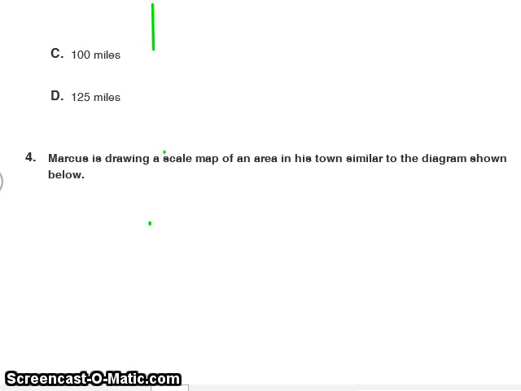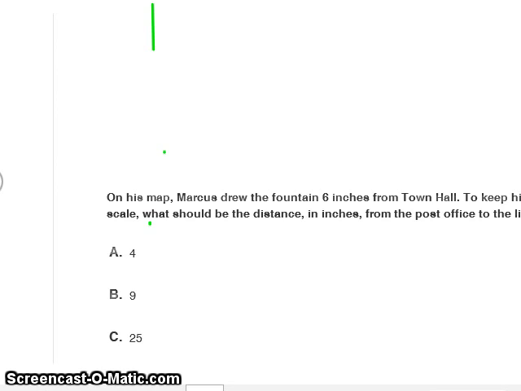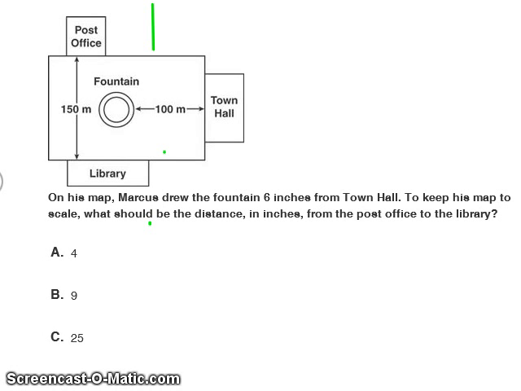Marcus is drawing a scale map of an area in his town similar to the diagram shown below. On his map, Marcus drew the fountain 6 inches. So he's saying on his drawing he drew this 6 inches away from that town hall. The fountain is 6 inches away from town hall. To keep his map to scale, what should be the distance in inches from the post office to the library? Okay, so if you write on your picture, that will help you.